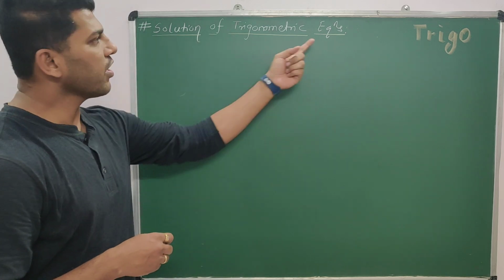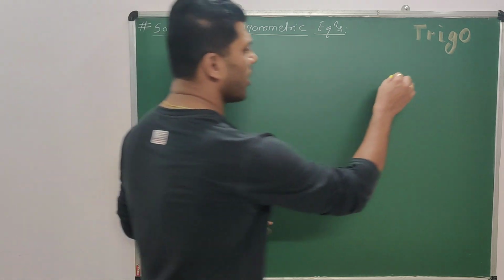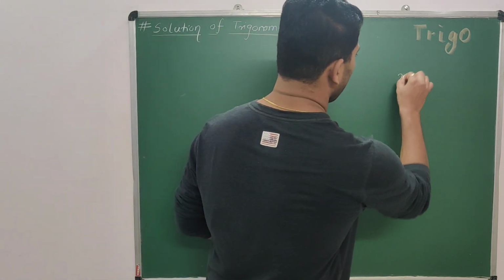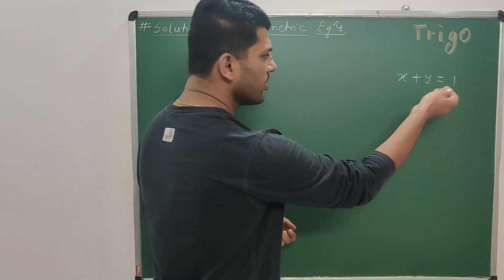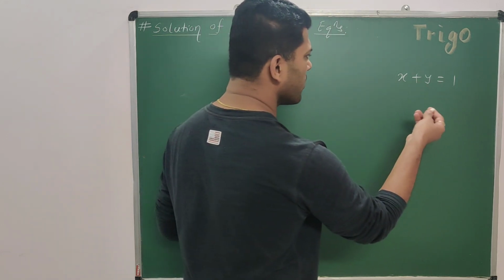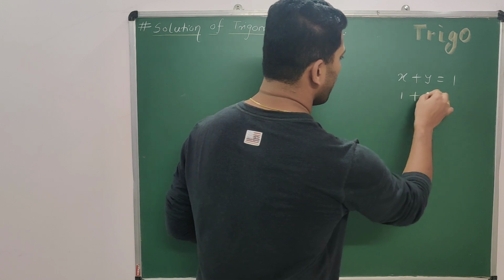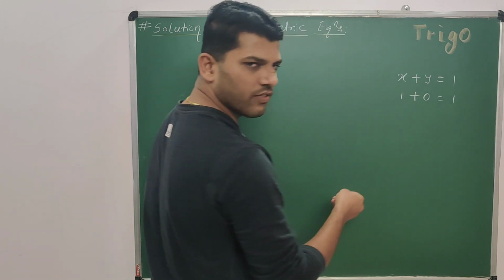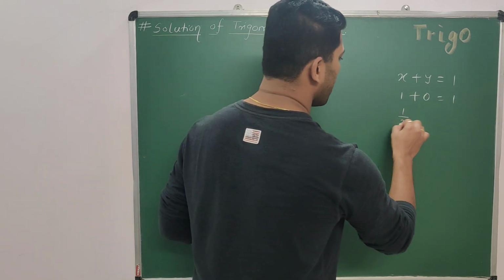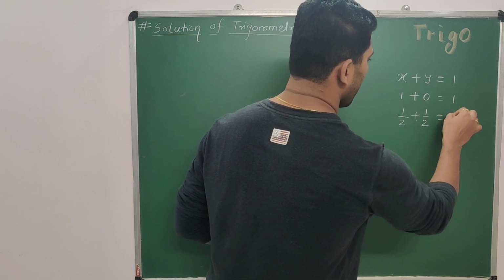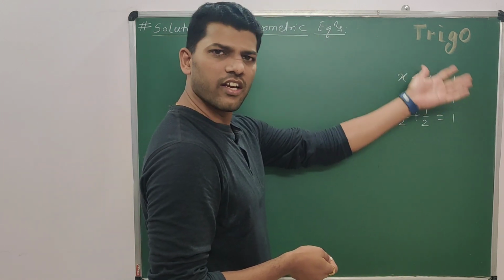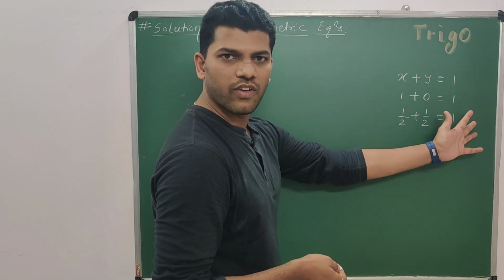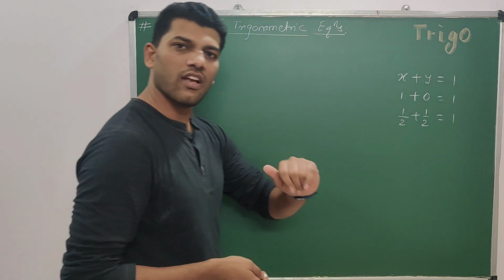So, what are equations? We already know the algebraic equations, right? Like x plus y equal to 1. So, this is an algebraic equation. We can say if x is 1, y is 0, obviously the answer is 1. Or we say x is half and y is half, the answer is also 1. So, these are the solutions of this equation. Already we know what algebraic equations and their solutions are.